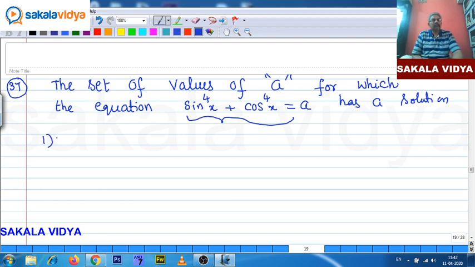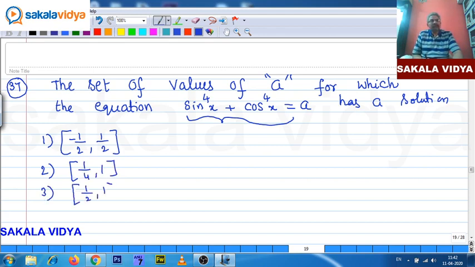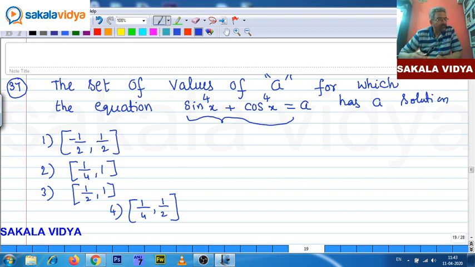First option, minus 1 by 2 comma 1 by 2. Second option, 1 by 4 comma 1. Third option is 1 by 2 comma 1. Fourth option is 1 by 4 comma 1 by 2. Okay, you fill up.